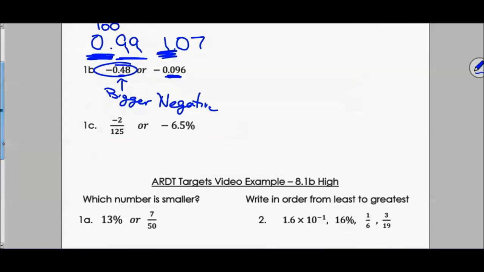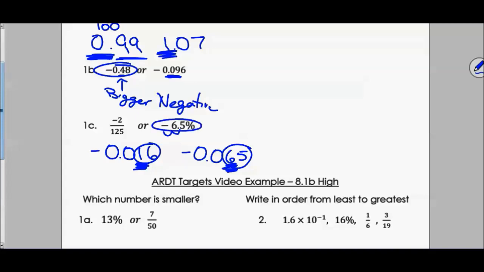Here, same thing. We have 2 negatives. We need to compare those in the same form first. So we're going to do 2 divided by 125. We get a negative 0.016. Here, we move the decimal place back 2 places, or you can divide by 100. Either way, that's 0.065. The smaller number is the bigger of these 2 negative numbers. So we're comparing the second decimal place, the hundredths place. That is the bigger hundredths place. That's a 6 compared to a 1. The bigger number is actually our smallest number on a number line. So our smaller number is that negative 6.5%.